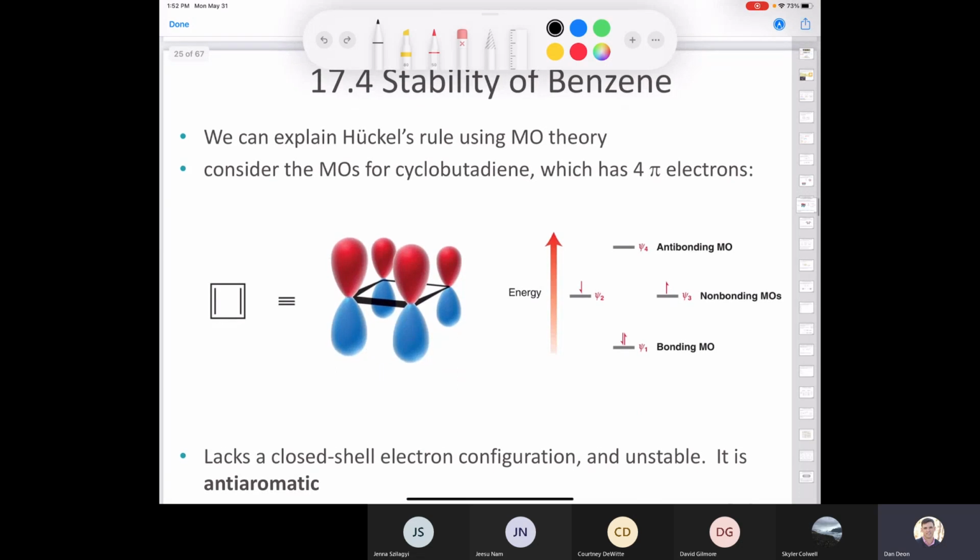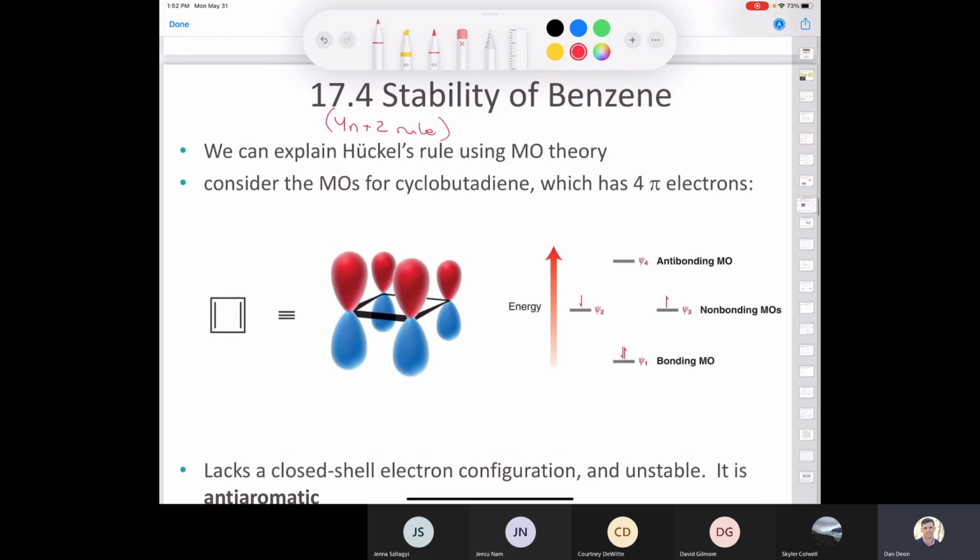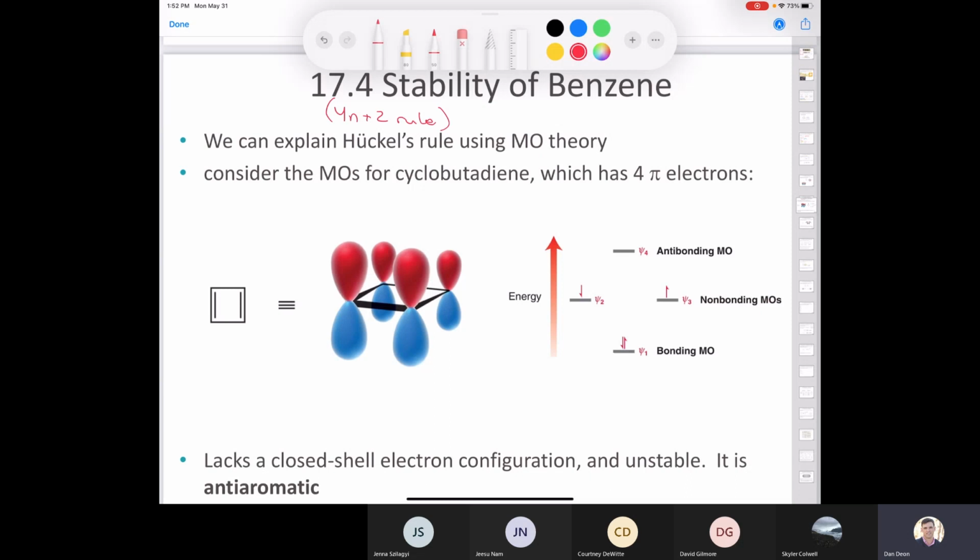All right. We can also explain Hückel's rule, the 4n plus 2 rule. Same thing, okay? We can also explain Hückel's rule using molecular orbital theory. Now, again, don't turn me off and don't say, oh, dang it, molecular orbitals again, those are complicated. Well, I'm going to show you a shortcut, okay?